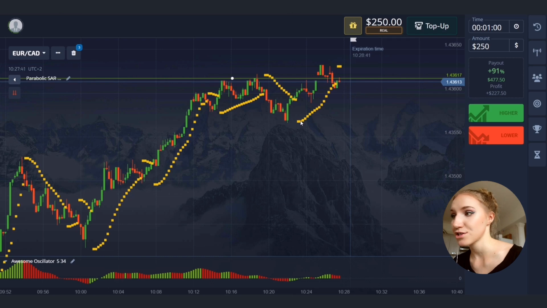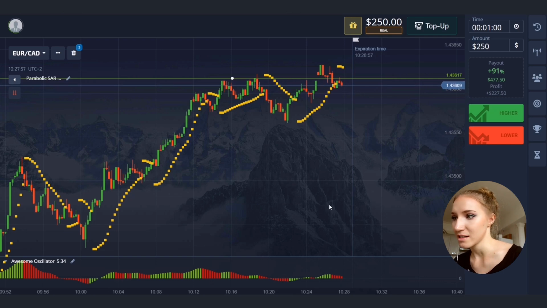So Parabolic SAR shows us the yellow dots. When they are under the chart, under our candlesticks, this shows that the price is gonna move up. When the yellow dots are above the chart, this shows that the price is gonna move down.